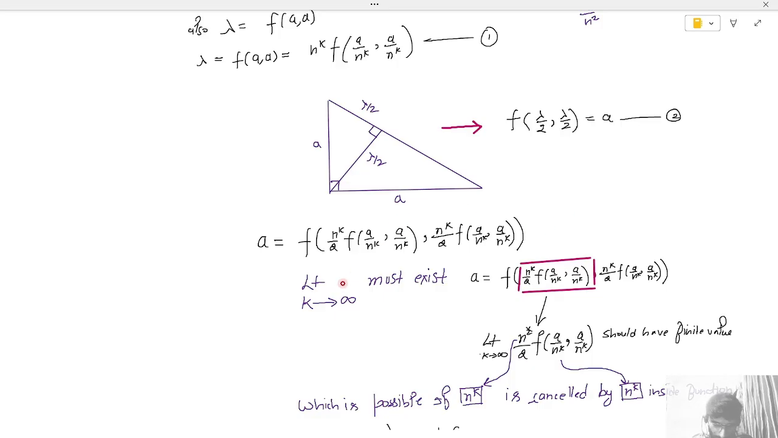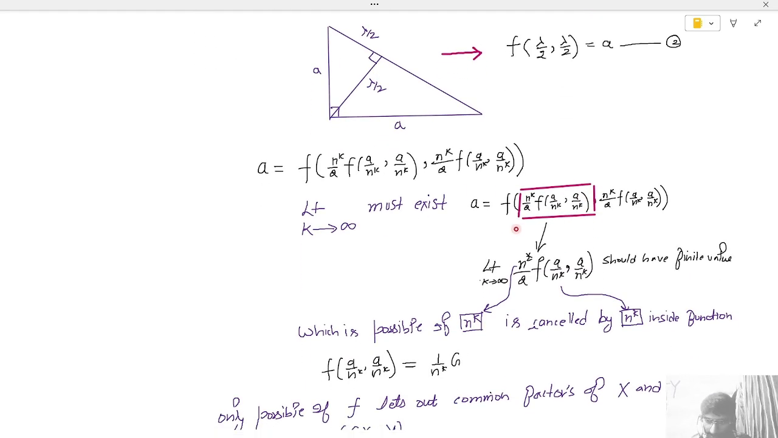So for the limit to exist, we must analyze the input to this function, right? So this input to the function is this, both are same, n^k divided by 2 times the function a/n^k, right? So it should have a finite value when k approaches infinity, and it is only possible if this n^k outside the function cancels out this n^k inside the function.